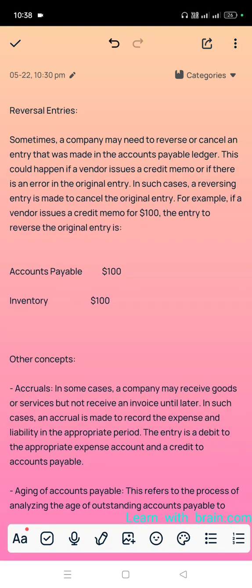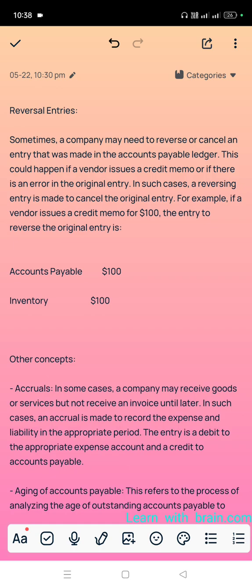Next, reversal entries. Sometimes a company may need to reverse or cancel an entry that was made in the accounts payable ledger. This could happen if a vendor issues a credit memo, or if there is an error in the original entry. In such cases, a reversing entry is made to cancel the original entry. For example, if a vendor issues a credit memo for $100, the entry to reverse the original entry is made.